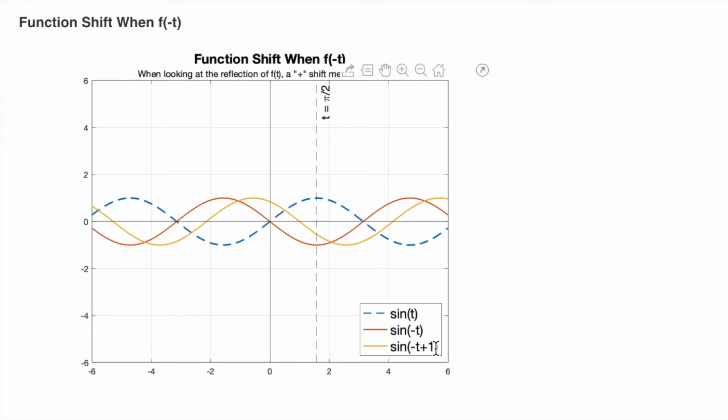When we have a positive shift, we actually move to the right after we have reflected the function in the y-axis. So if we reflect the original function in the y-axis and then have a negative shift, i.e. let's say it was sine minus t minus 1, it would actually move to the left of the red line. So again, just to say that once more, if we have a reflection of the function in the y-axis, a positive shift will result in the function moving to the right, a negative shift will result in the function moving to the left. So what is convolution?